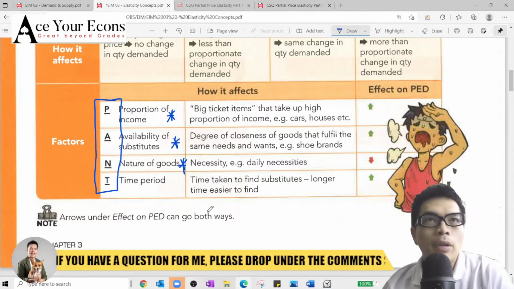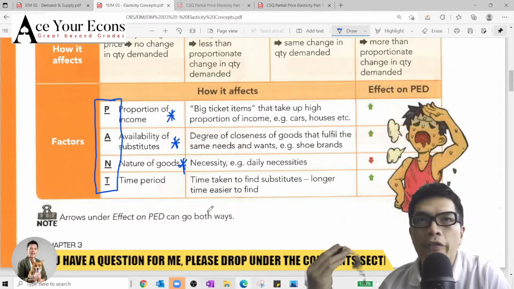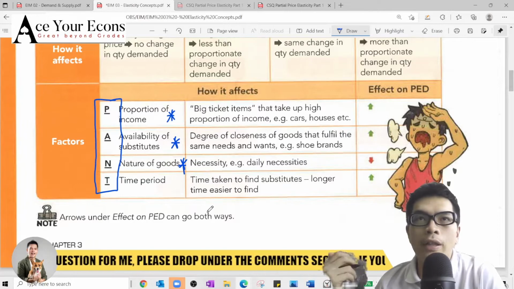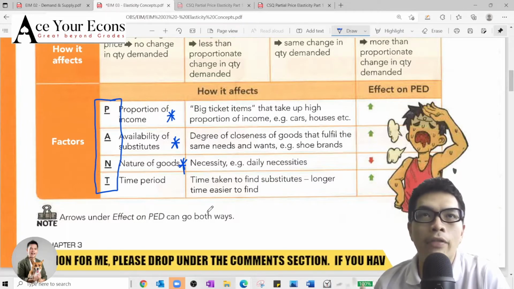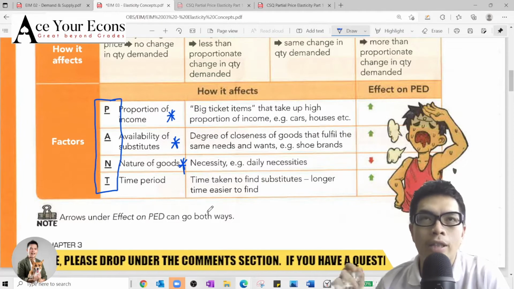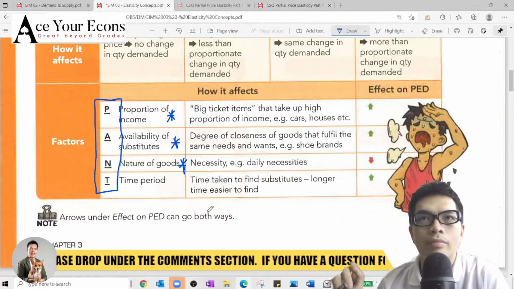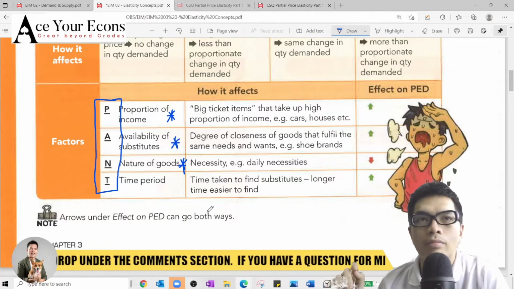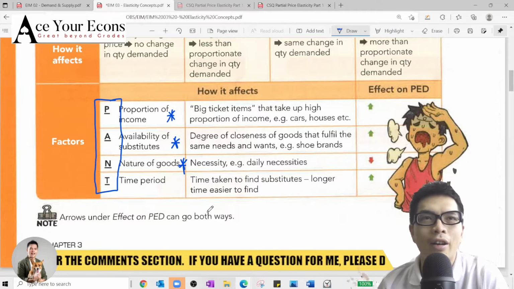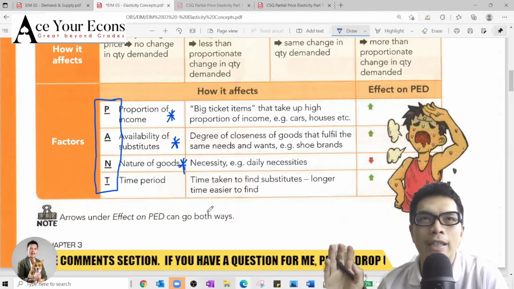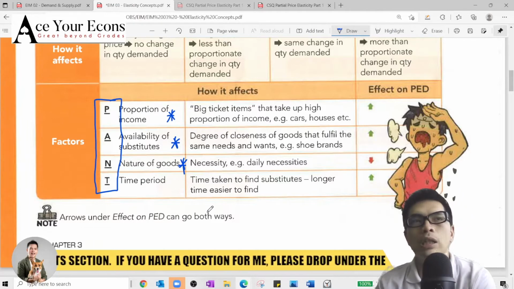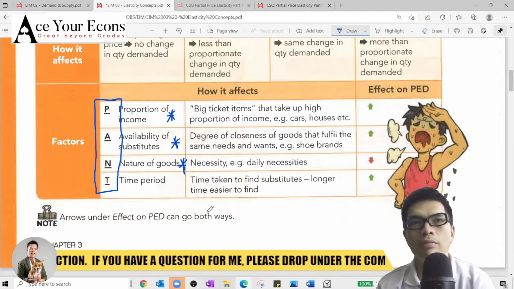So the next alphabet that I want to go through is availability of substitute. Right? So now tell me, what is one good that doesn't have a lot of substitutes, and what is one good that has a lot of substitutes? Offhand is quite hard to think, right? But are there any ready examples? Remember, it's a test of your examples. The more examples you can use, the better you will learn. Have or not?